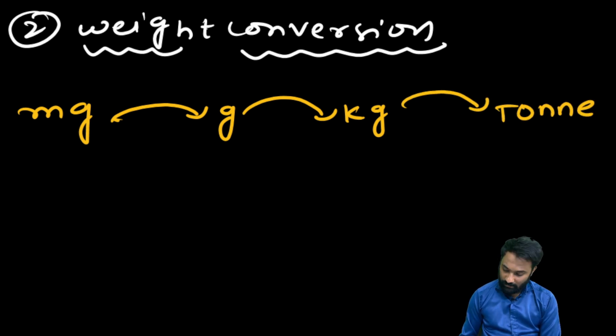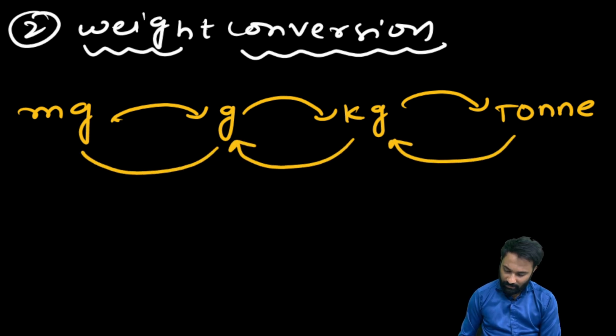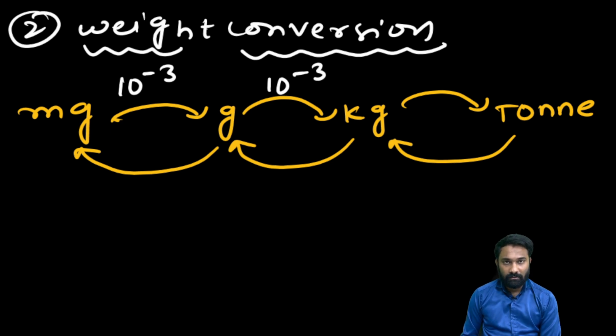Clear? Now from the ton you come to the kg, from the kg to the gram, from the gram to the milligram. So what I said, if you go from the lower unit to the higher unit, then it will be 10 to the power negative, right? How much negative? 10 to the power minus 3 if you are going from the milligram to gram. From the gram to kg, that will be 10 to the power minus 3. Again, from the kg to ton, that will be 10 to the power minus 3.